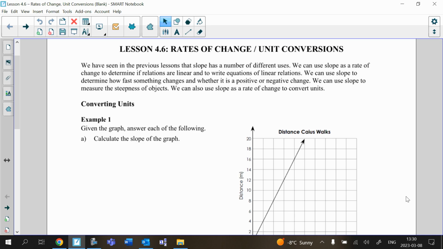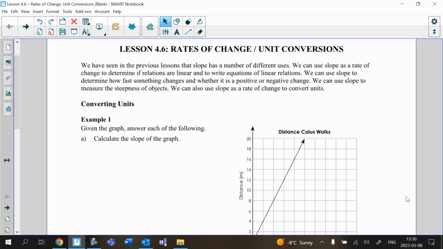We also use slope to find out how fast something changes, or whether it's a positive or negative change. And graphs went along with that. And then last week we talked about how we use slope to measure the steepness of objects. We can also use slope to convert units. Converting units is a valuable skill to have.